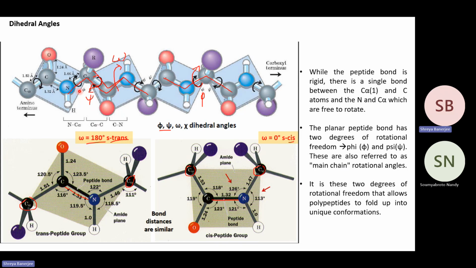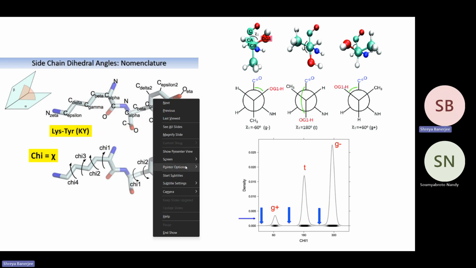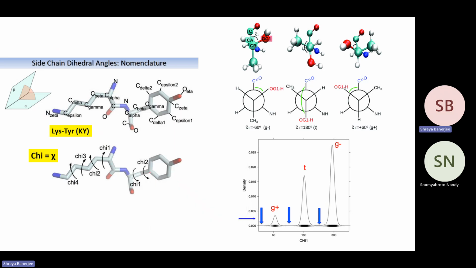Now, why these dihedral angles are important, we'll come to that. You can have dihedral angles in the side chains also. Suppose we have the lysine side chain. If you start from CO, N, C alpha, C beta, so this is CO to C alpha to C beta to C gamma, this rotation is called the chi dihedral angle. So your side chains can also have different dihedral angles.